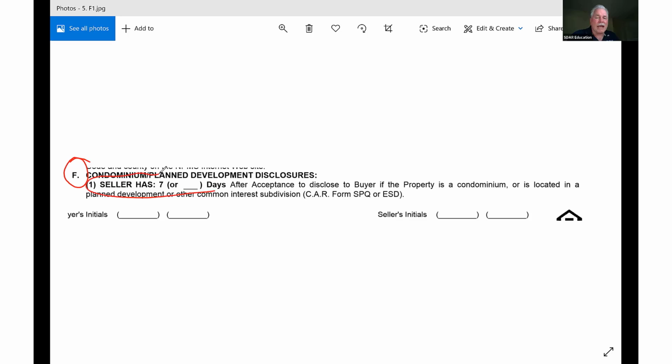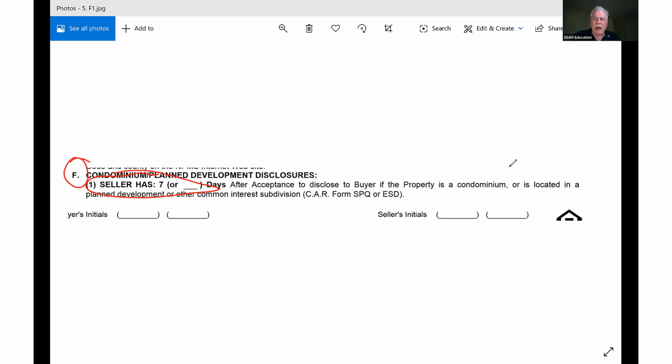Seller has, I'm back to 7 days again after acceptance. So 7 days is that magical number. So Pamela, was it you that said 7 days is my magical number? I want the seller, I want to have everything in my hands when that offer comes in. I forget 7 days, I'm talking about 0 days. I want it all to go over.